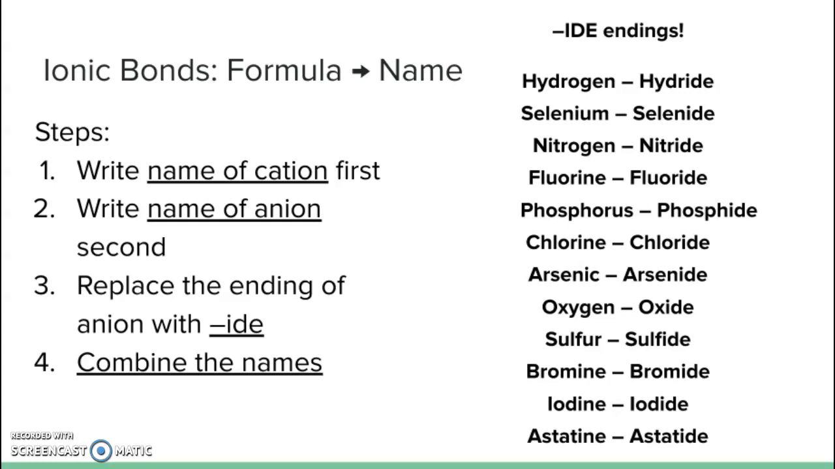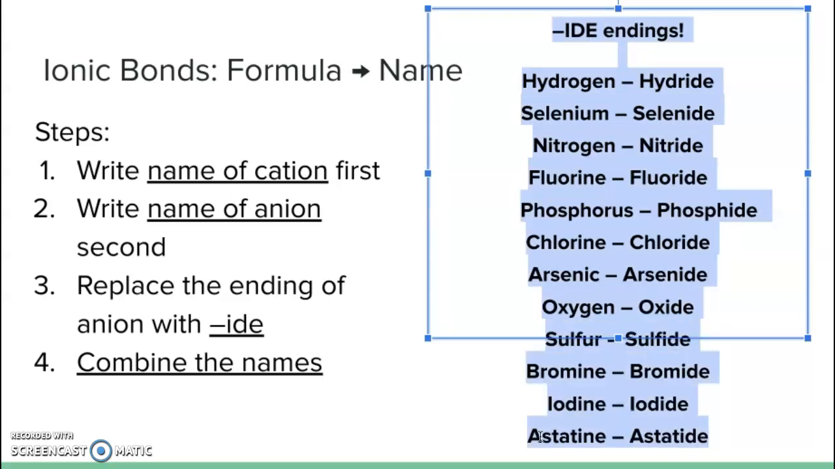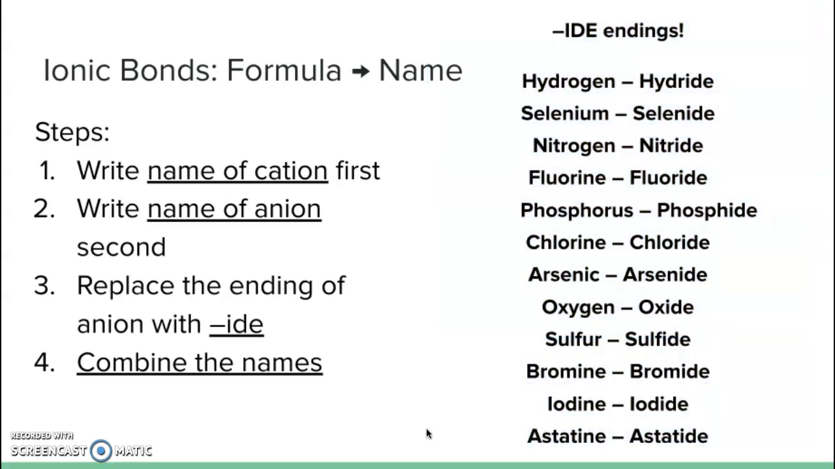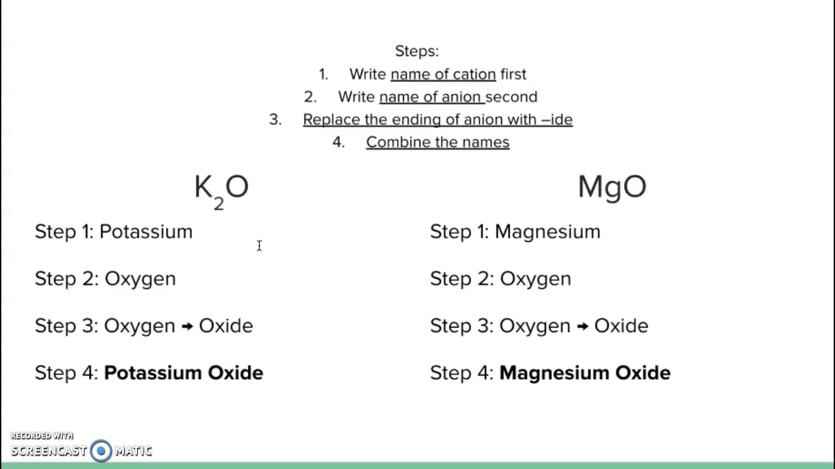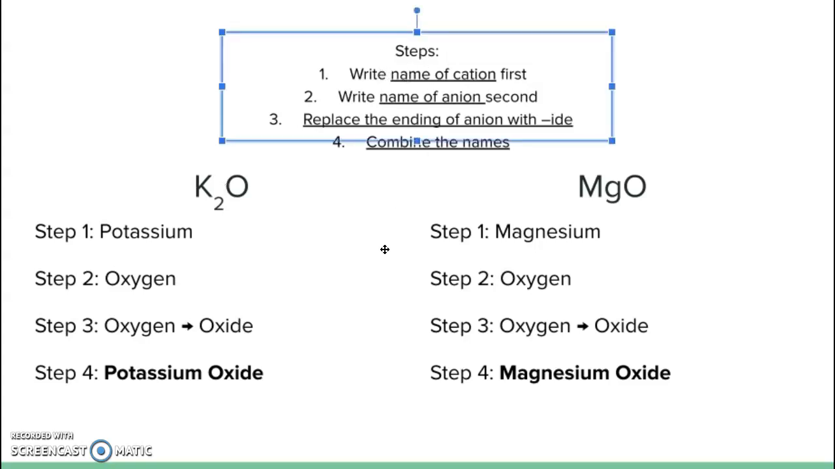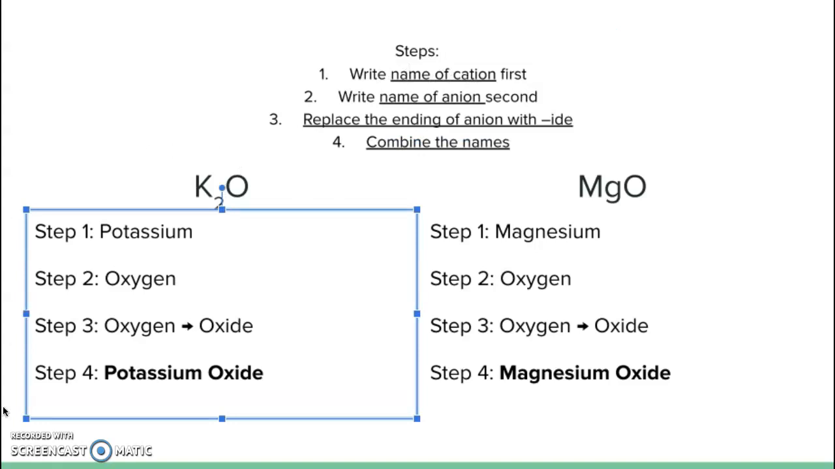All right, and we have 2 examples that we're going to look at. Luckily for you, you have this ginormous chart in your notes, and so you can refer to this if you get confused on what the element becomes, okay? So let's look at K2O. My first step, in the steps I listed up here, is to write the name of my cation.